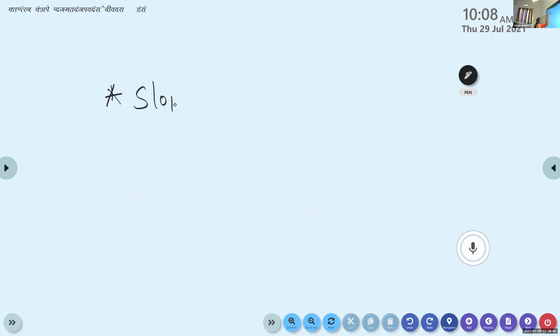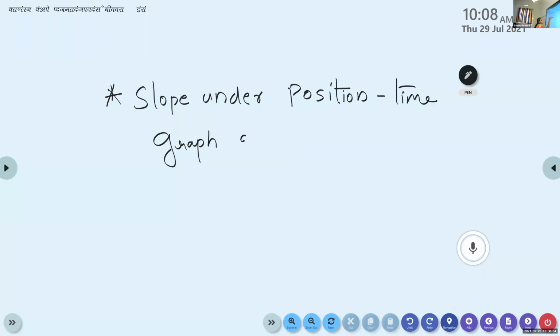Slope under the position time graph gives velocity.